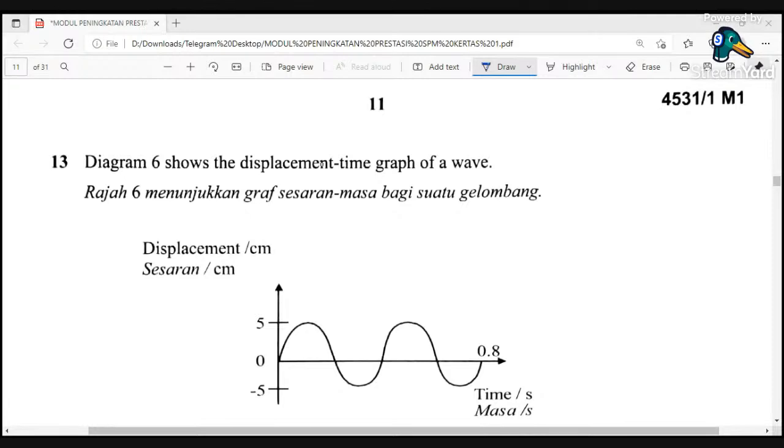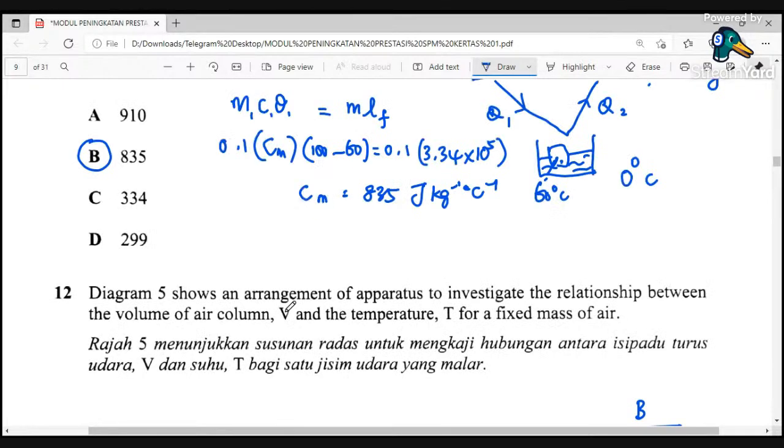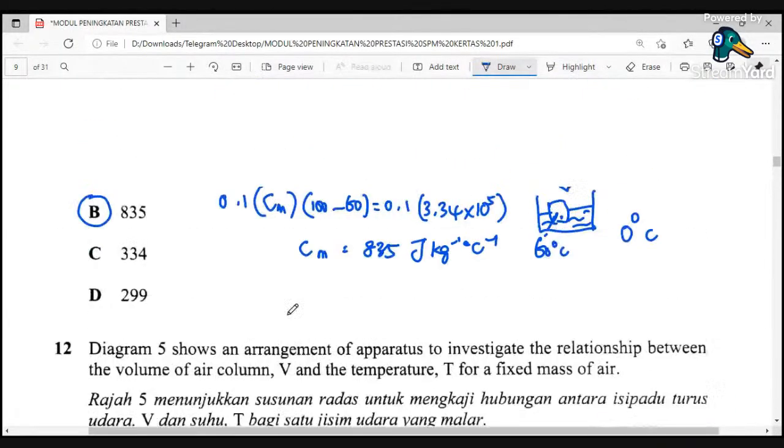Oh, mass of metal 0.1 sebab dia bagi dalam gram, kena tukar ke kilogram. Saya ada salah level ke? Sekejap saya check balik lagi sekali. Mungkin saya ada buat sikit kesilapan. Tengok balik soalan tadi.